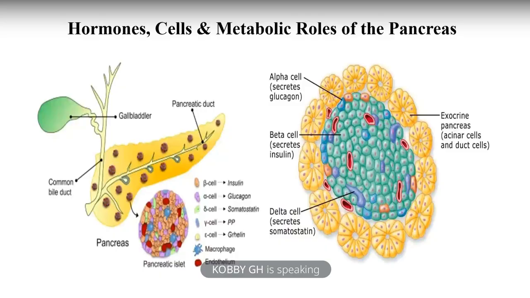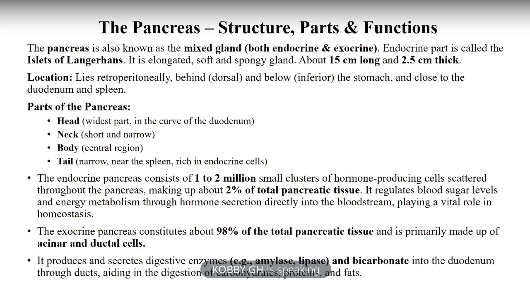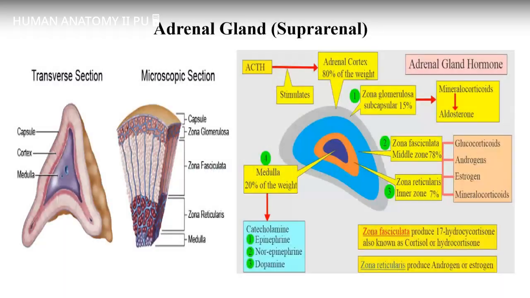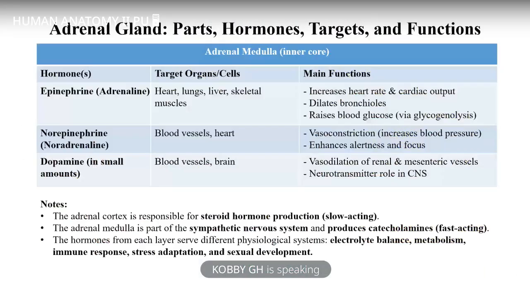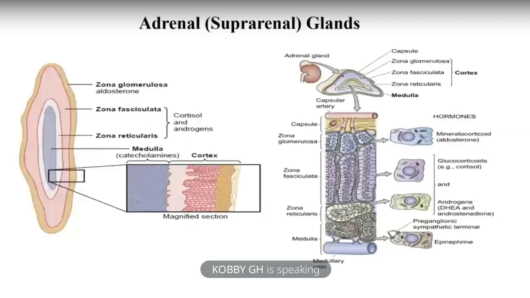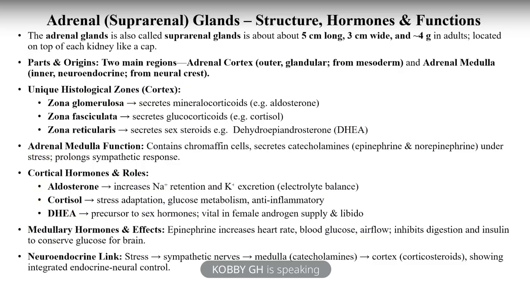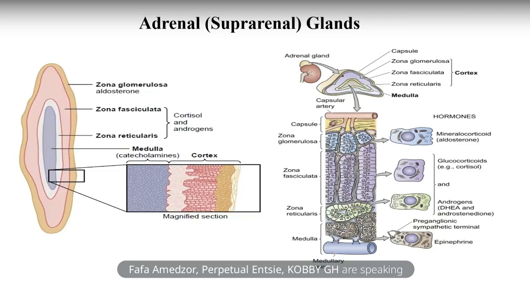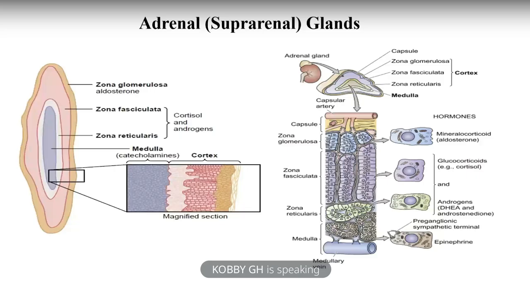So what have you learned about the adrenal gland? Where is this gland located? It's on top of the kidney. Good. How many adrenal glands do we have? We have two. Yes, excellent. What are the two main regions of the adrenal gland? The adrenal medulla and the adrenal cortex. That is excellent.